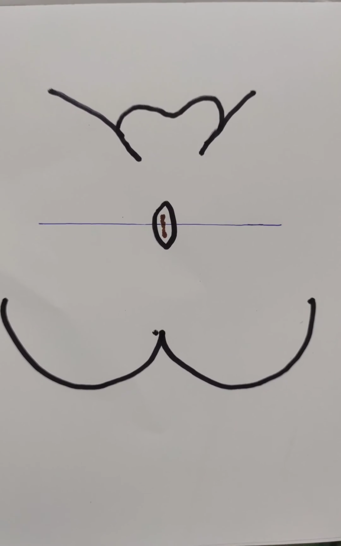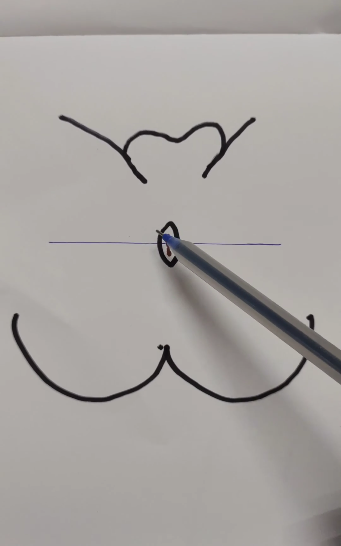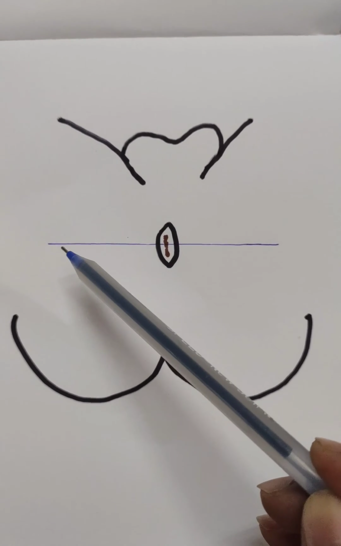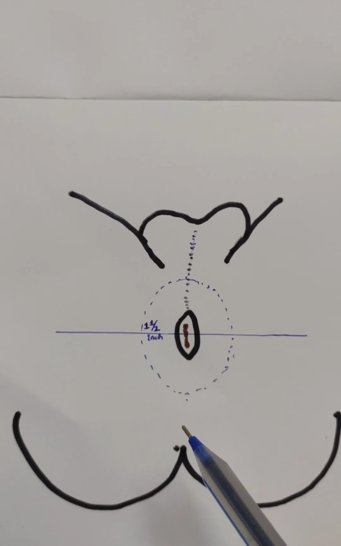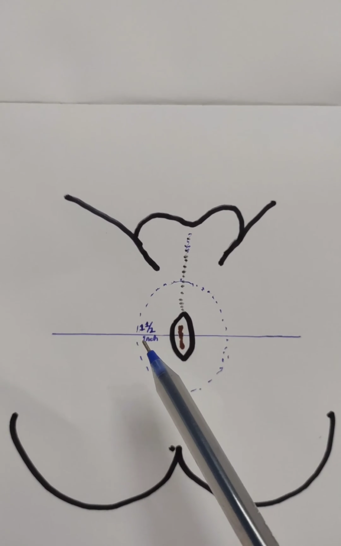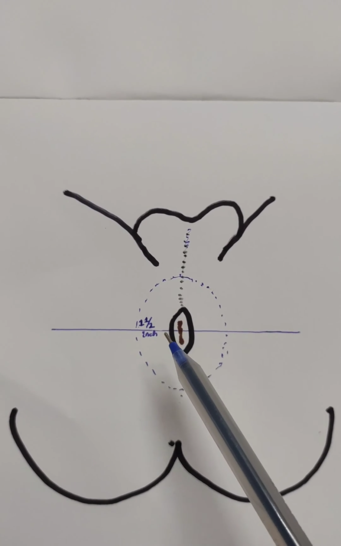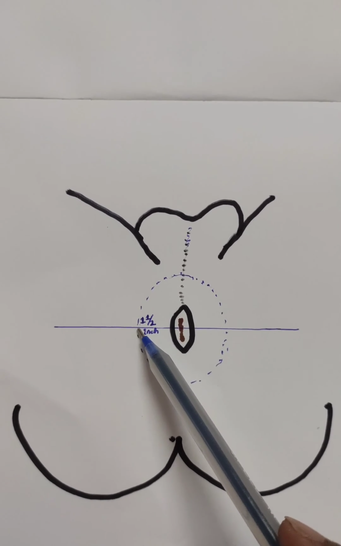This video is about Goodsall's rules. This is a perianal area. So this is the anal opening. This is the transverse imaginary line. So there is another imaginary circle which is 1.5 inch from the anal margin.